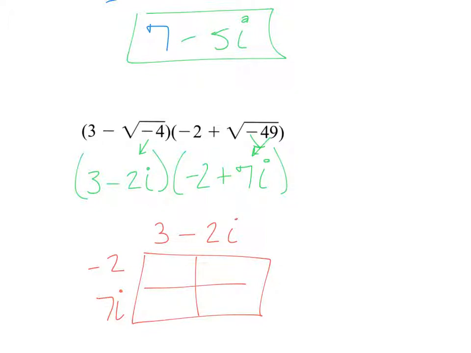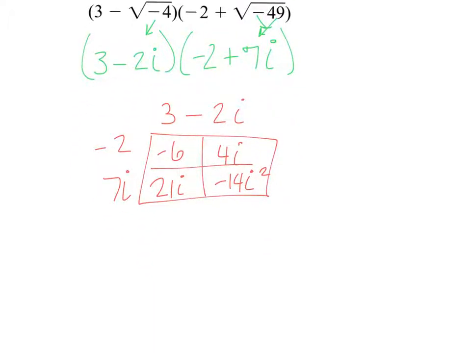So -2 and 3 gets you -6. -2 and -2i gets you a positive 4i. 3 and 7 gets you 21i. 7i and -2i is a -14i squared.